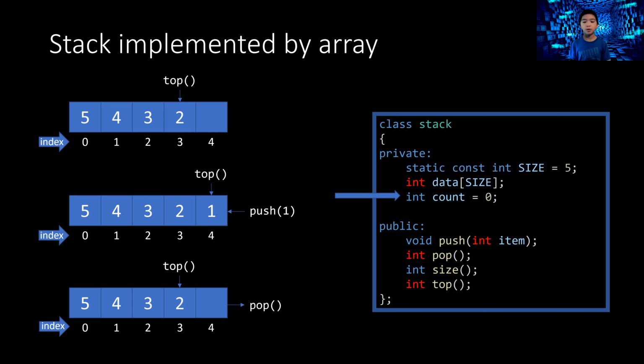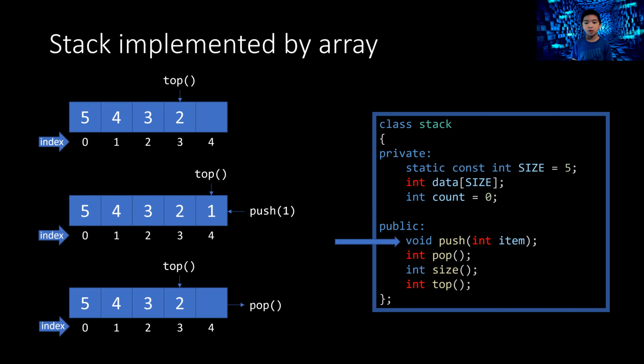Then the following are the public functions. By making them public, any stack object can call those functions directly. The first is the push function. It pushes an integer item to the top of a stack and doesn't need to return anything.